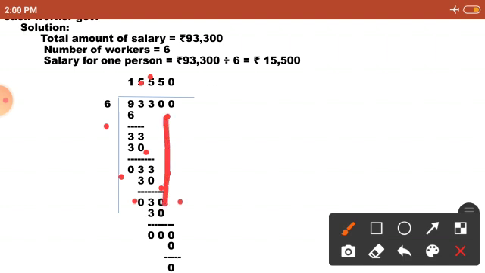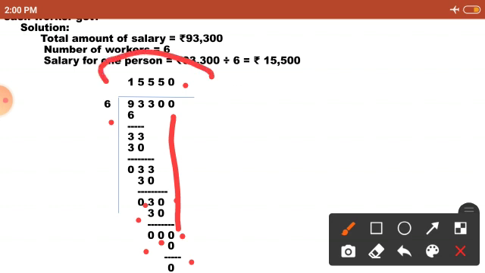So now this number will become 30. So 6 fives are 30. So 30 minus 30, you will get 0 only. Or else you can subtract like this: 0 minus 0, you will get 0, again 3 minus 3, you will get 0. Take the next number, that is 0. So 6 zeros are 0. 0 minus 0, you will get 0. So what's the quotient you got here?